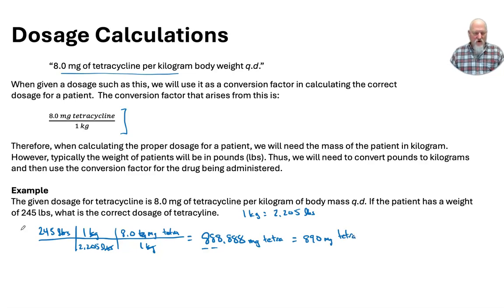Okay, so for our 245-pound patient, they should receive 890 milligrams of tetracycline. And since this is QD, that's once daily.